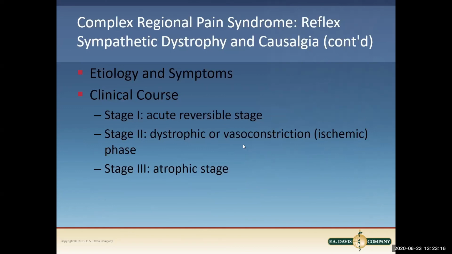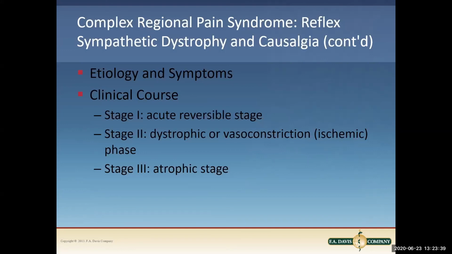When they're in the acute phase, if we've got CRPS, this is the one thing I want you to know about CRPS. There is an acute reversible stage. If we can get them into therapy and if we can see them in that acute phase, we can reverse CRPS. But if we let it get to stage 2 and stage 3, where they're out of that acute phase, the only thing we can do is mitigate the symptoms. We're not going to totally reverse it, right?